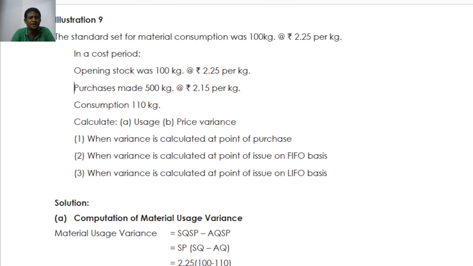Usage variance deals with quantity. Quantity is available in the question directly. Consumption 110 kg is the actual consumption. Standard is also available, but for usage variance we use the standard price, not the actual price. The formula is 1 minus 3. What is 1? SQ into SP. What is 3? AQ into SP. SP is already available in the question, 2.25. Directly we can take it.